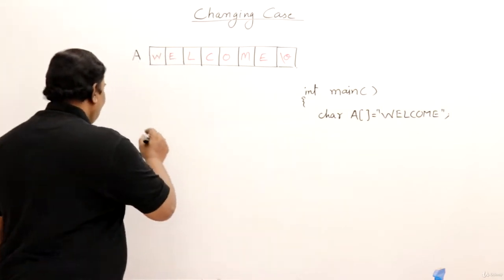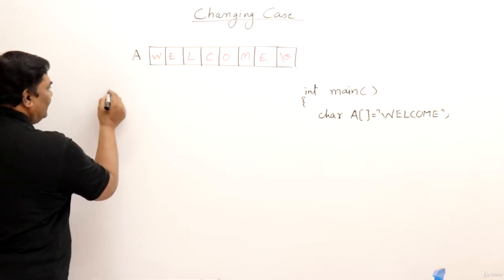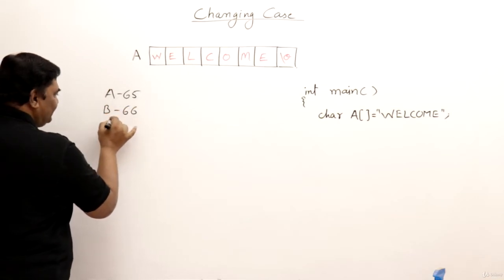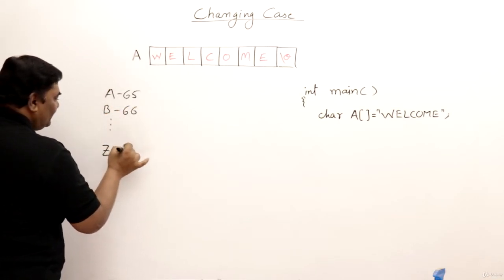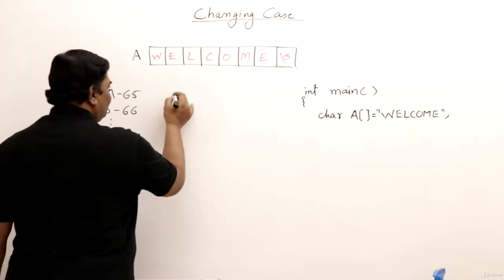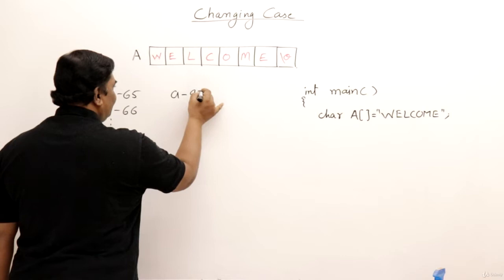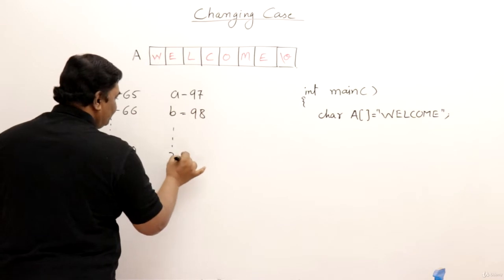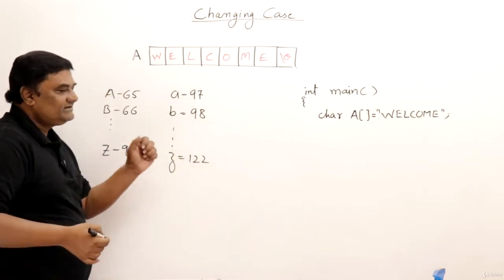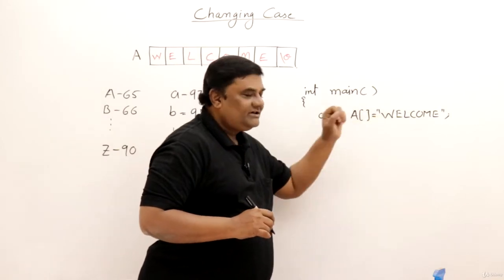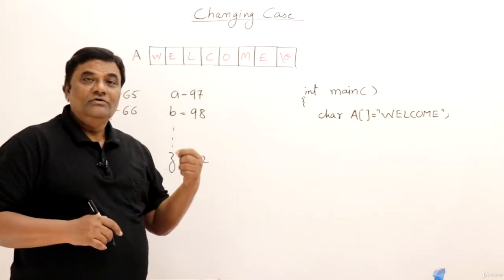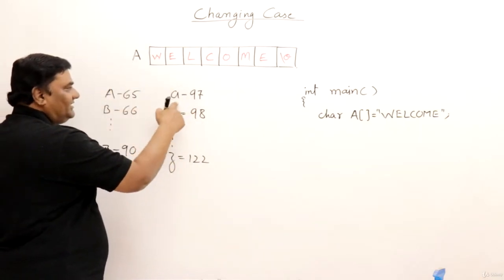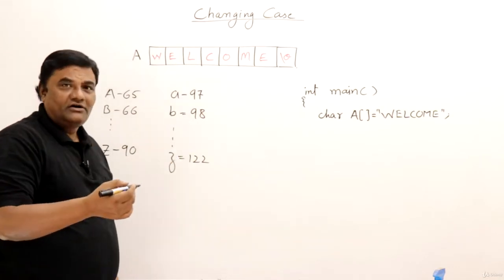Let us see. We have already seen the ASCII codes for alphabets. Capital A's ASCII code is 65, B's is 66, and so on, and capital Z's ASCII code is 90. Similarly, we have seen ASCII codes for lowercase also, that is 97, 98, and so on, up to lowercase z, which is 122. So when it is capital W, I have to change it to lowercase w. If it is uppercase A, I want to convert it into lowercase a.